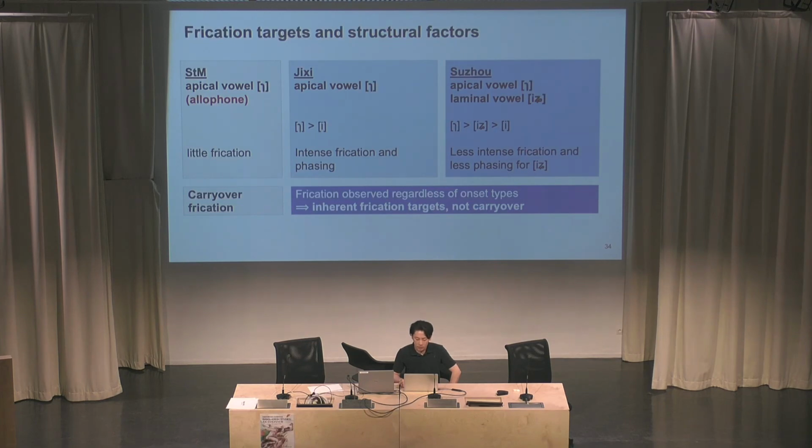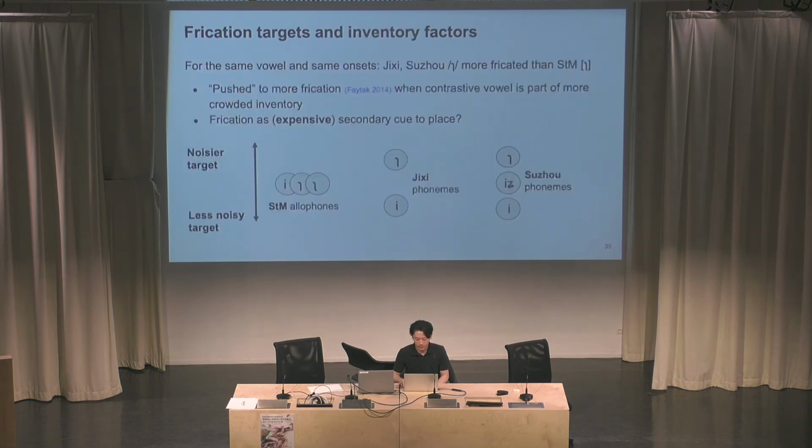In Jixi and Suzhou, where the fricative vowels are contrastive, we see stronger frication regardless of the onset type. This suggests some frication is part of the production target of these fricative vowels. We also see that even when a vowel is roughly the same articulatorily and contextually between the 3 languages, such as the apical vowel preceded by sibilants, the 3 languages have different relative levels of frication on these vowels.